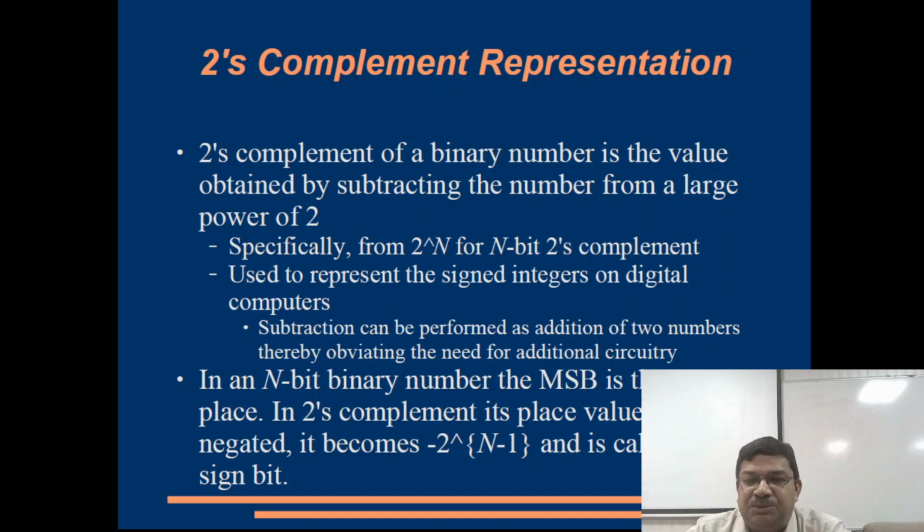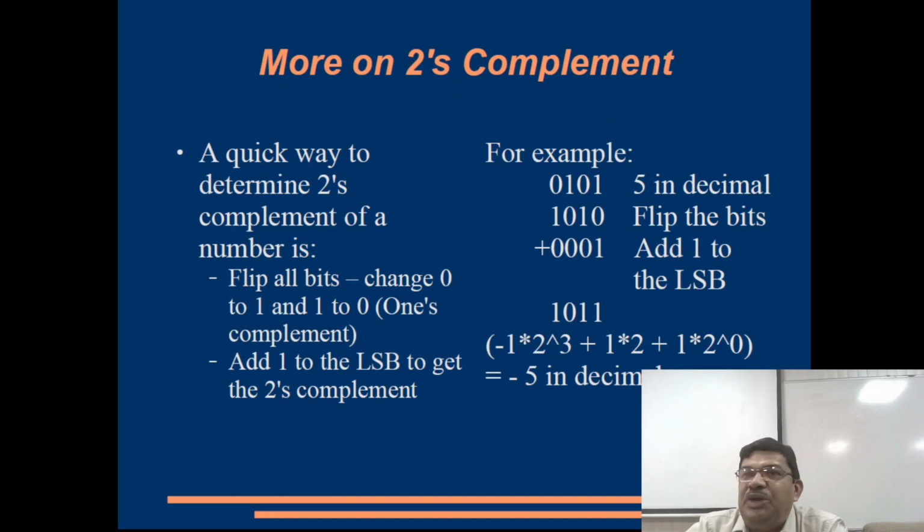So how does it work out? A quick way to determine 2's complement of a number is to flip all its bits. So if something is 0, make it 1. If it is 1, make it 0. And then add 1 to the least significant bit. The resulting number is the 2's complement representation. Right? So for example, we have this example worked out. 0, 1, 0, 1. Flip the bits. It becomes 1, 0, 1, 0. Add 1 in the least significant bit.